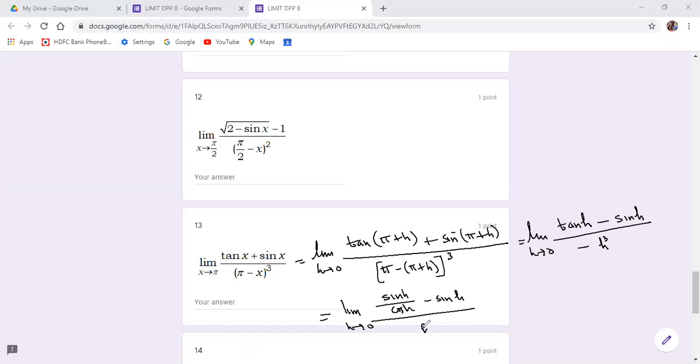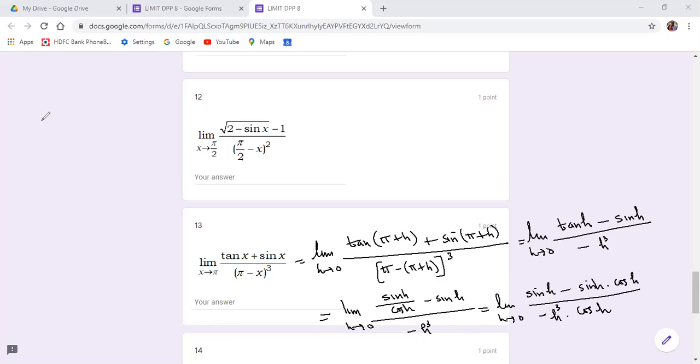On h cube. That is limit h tending to 0, sin h common minus sin h into cos h divided by h cube into cos h. So then minus. Where is the minus? Minus.